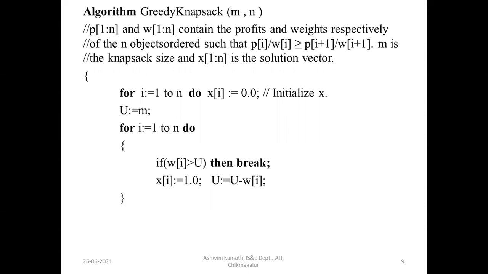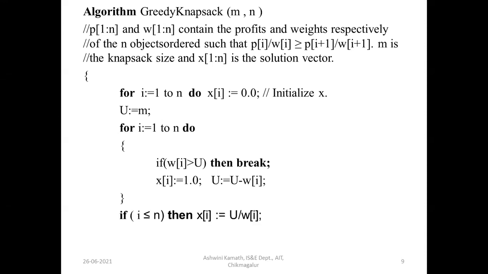Then again, with the next item, it will check whether we can add the item entirely. If W of i is greater than u, then it will call break. That means we cannot add the second item or third item. If it is greater than u, we cannot add that ith item which we are checking. If we can add it entirely, x of i will be 1, and again decrease the capacity of the knapsack by its weight. So u is equal to u minus W of i. This will be done for each and every item.